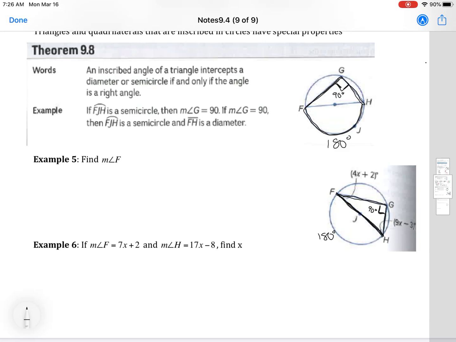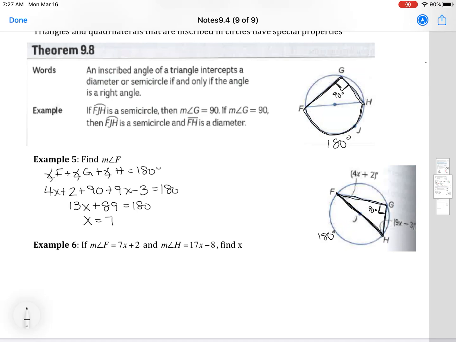Going back a ways in our chapter, we know that all three angles of a triangle add up to 180. So angle F plus angle G plus angle H, now we're back to 180 because we're talking about triangles. So we have 4x plus 2, G is 90, H is 9x minus 3, equals 180. So 4 and 9 gets us 13x, 90 minus 3 plus 2, technically minus 1, is 89, equals 180. When you solve for x, you should end up with x equaling 7.